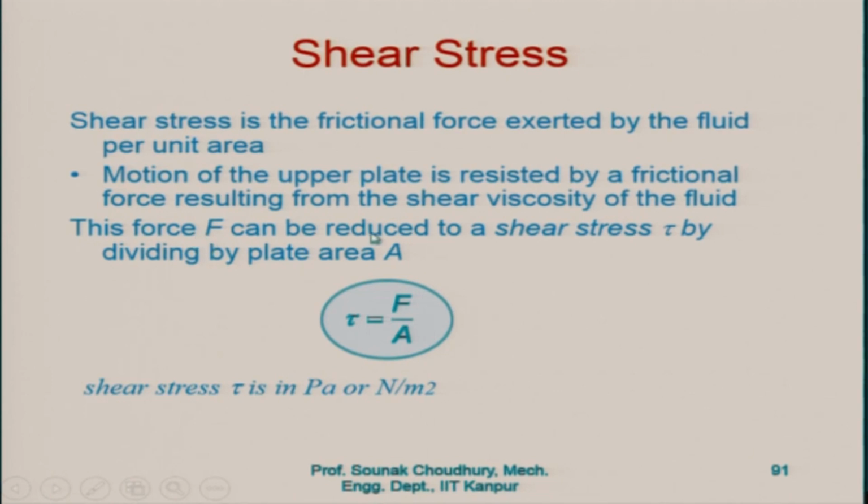This force F can be reduced to a shear stress, let us say tau, by dividing by the plate area A. Let us say plate area is A. In that case, F divided by A will be equal to the shear stress. So, this is how the shear stress can be defined, the force divided by the plate area A, and the shear stress tau is given in Pascal, or Newton per meter square, which is expressed in Pascal.